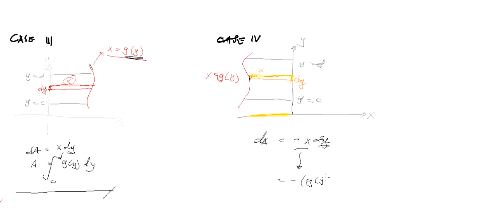So we have negative x dy, or our negative x is equal to negative g(y) dy. And by integrating this, or having the totality or the summation of this area from point C to point D, this is now our formula for case 4.